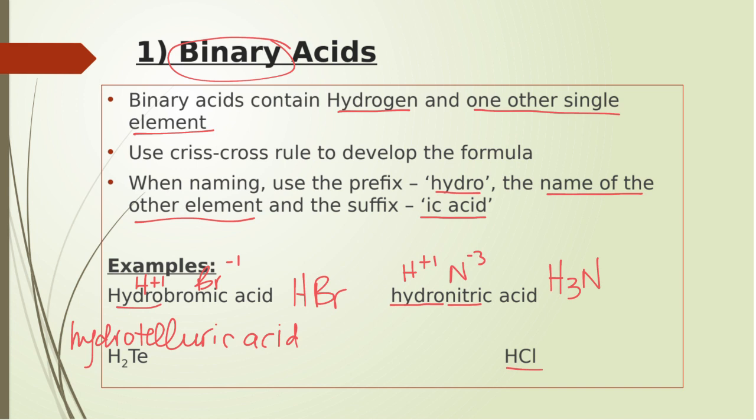And then the last one is the most common binary acid. Everybody knows it. We have hydrogen, we have chlorine. We use the naming system of hydro, and then we call it chloric acid.